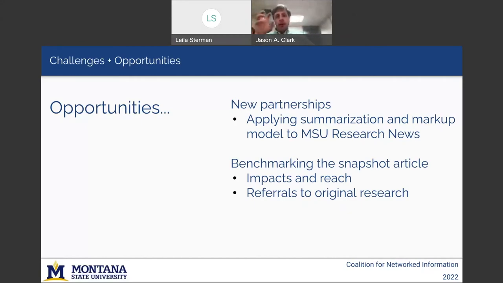I think there's also some work to be done on how you surface the snapshot article, make sure it has the referral to the original research, and understand the impact and reach of the snapshot article itself.